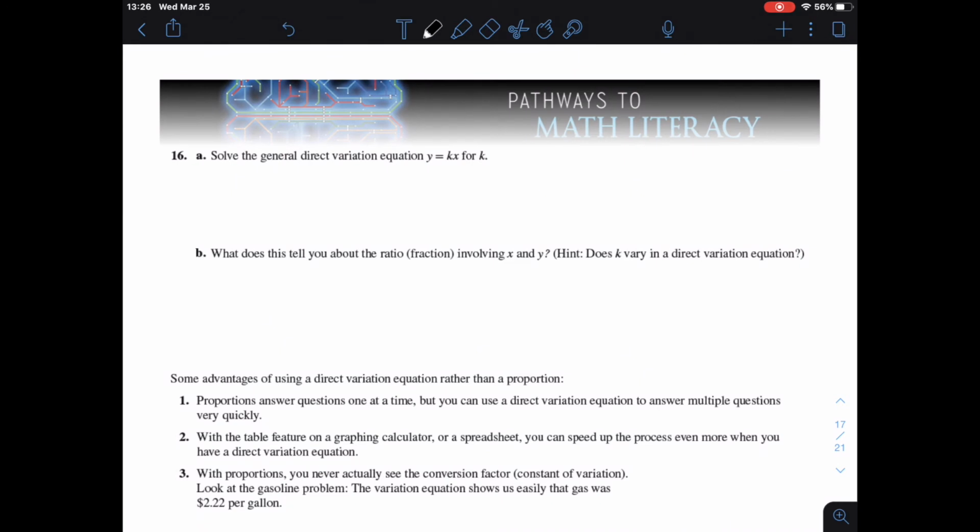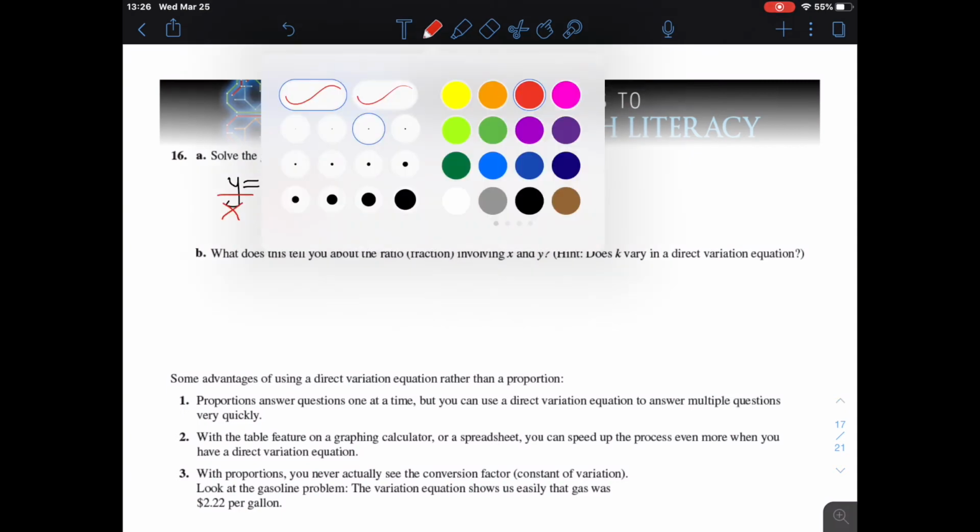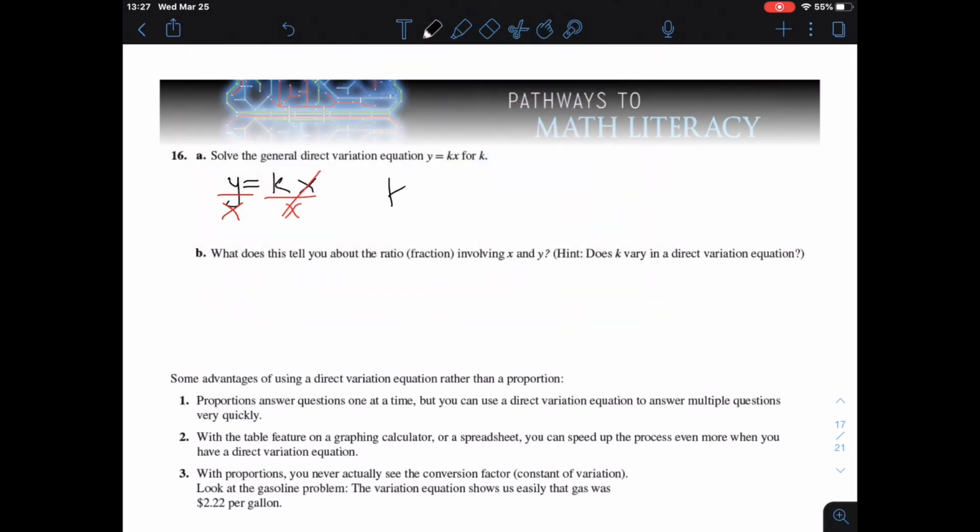So now let's go ahead and work with kind of more abstract equations. We want to solve the general direct variation equation, y equals kx, for k. So we've got y equals kx. If we want to solve this for k, we need to get k on its own. It's being multiplied by x, so let's divide both sides by it. This way they cancel. So we're going to get the constant k is the output divided by the input.